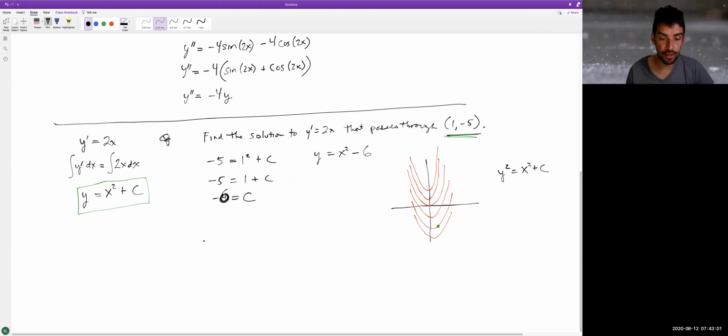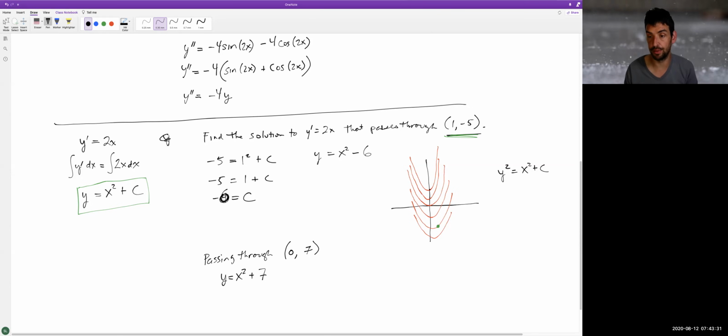Let's do one more example of that. Very often the point that we're given, so we're going to ask the same question, but this time passing through (0, 7), right? So again, with the same differential equation, which one of these passes through the point (0, 7)? This one's fairly easy to do. I don't even need to write out the algebra. This one goes through the point (0, 7). So now we've picked a different one from this infinite list as our particular solution, okay?